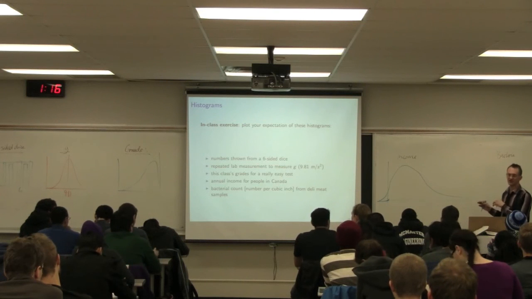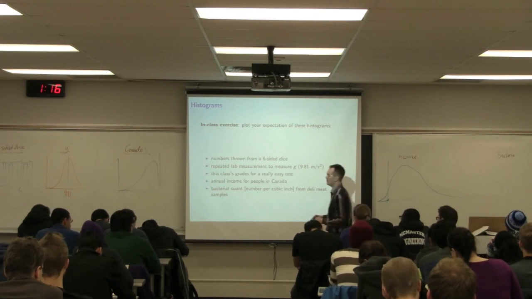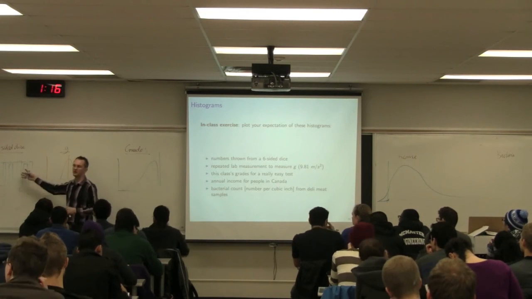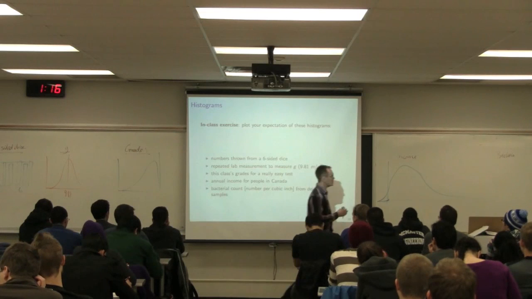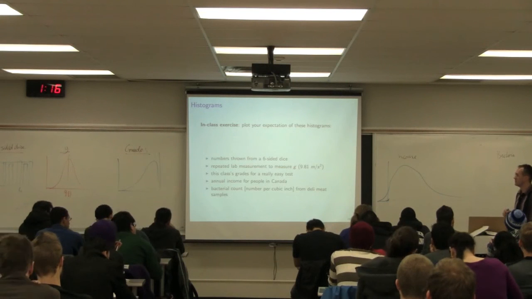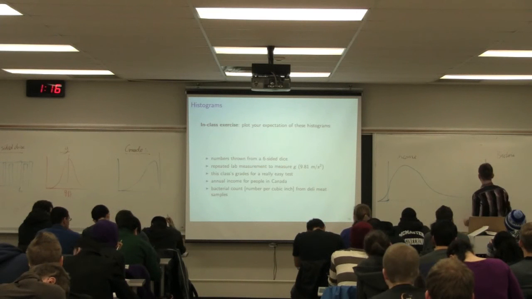Based on a smaller sample. So we may not always be able to measure everything, like the number of dice throws. I cannot take unlimited throws. I'm taking a sample of throws, and I'm going to get an estimate of what the population is doing. Bacteria counts: I can't measure every possible dairy meat sample. I can only take a subset of that. What would the bacterial count look like?